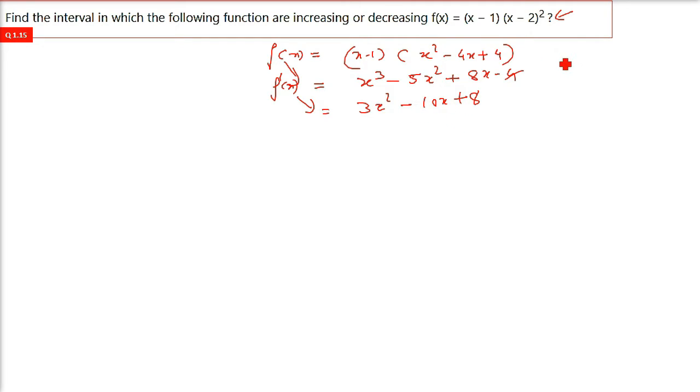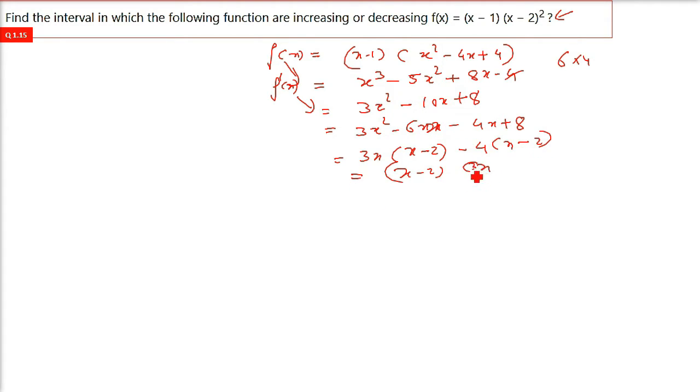So how do you get 10 from this? So 6 4 is a 24. You can also use this 6 and 4. 3x square, you have minus 6x minus 4x plus 8. Now you can take 3x common, x minus 2, here also you can take, this is 6x square actually, minus 4x minus 2, x minus 2 into 3x minus 4.